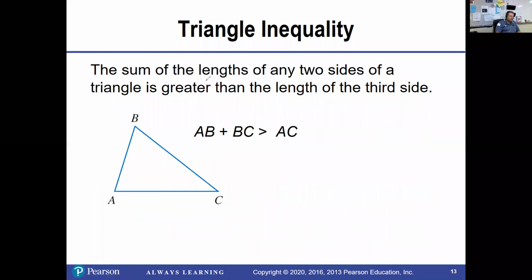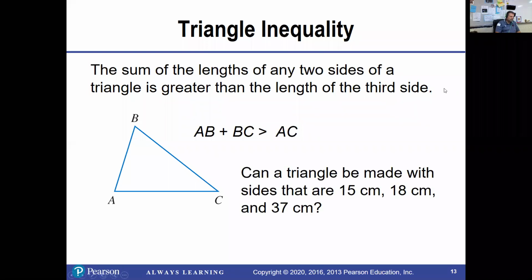The sum of the lengths of any 2 sides of a triangle is greater than the length of the third side. We've kind of already talked about this, but if you add up any 2 sides of a triangle, it better be bigger than the third side. That's all that's saying. We talked about that once before.